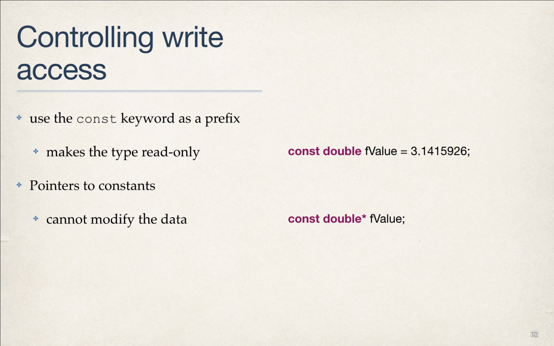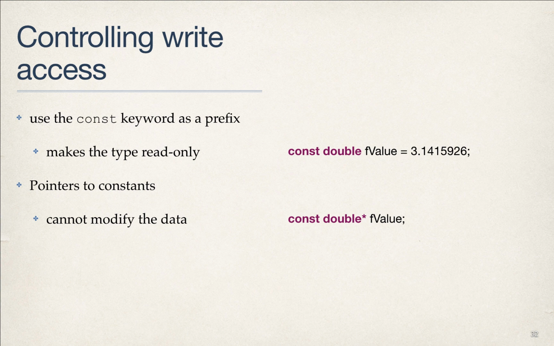Now, if you have a pointer to a double, as you've got here, so fval's type isn't double, it's double star, which is the address of a double, right? Which we could set to anywhere in memory. By putting a const on the front again means you cannot modify the value stored at that address. So it's semantically very similar to the one above.